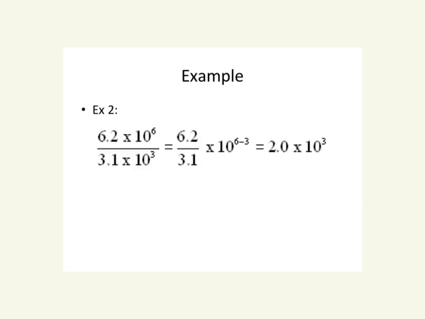Alright, we are ready for a division example. We have 6.2 times 10 to the 6th divided by 3.1 times 10 to the 3rd. So we're going to go ahead and divide our coefficients. 6.2 divided by 3.1 is equal to 2. And then 10 to the 6th divided by 10 to the 3rd, we would subtract our exponents, and we would get 10 to the 3rd. Now this can be our final answer because it's in scientific notation form. As you can see with our coefficient, we have one number that's to the left of the decimal point. So our final answer is 2.0 times 10 to the 3rd.